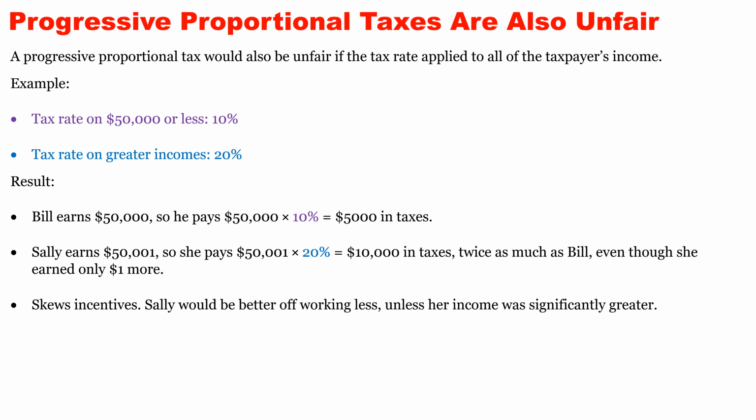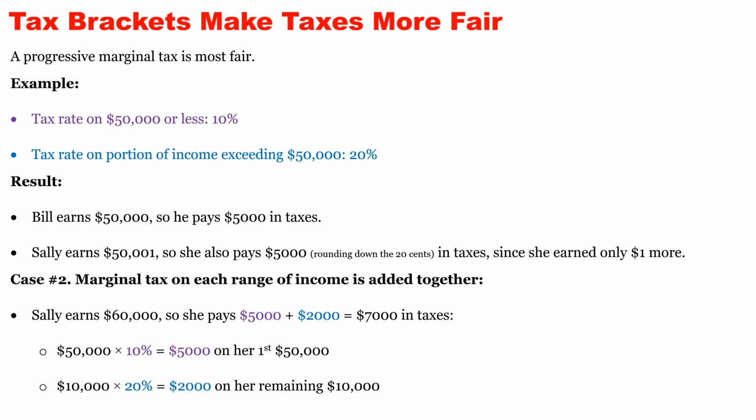A progressive proportional tax would also be unfair if the tax rate applied to all of the taxpayers' income, since people making slightly more money may pay a lot more in taxes than someone who made only a little bit less, as shown in this example. Tax brackets ensure that people who are earning more money will take home more pay, since higher tax rates only apply to higher ranges of income.